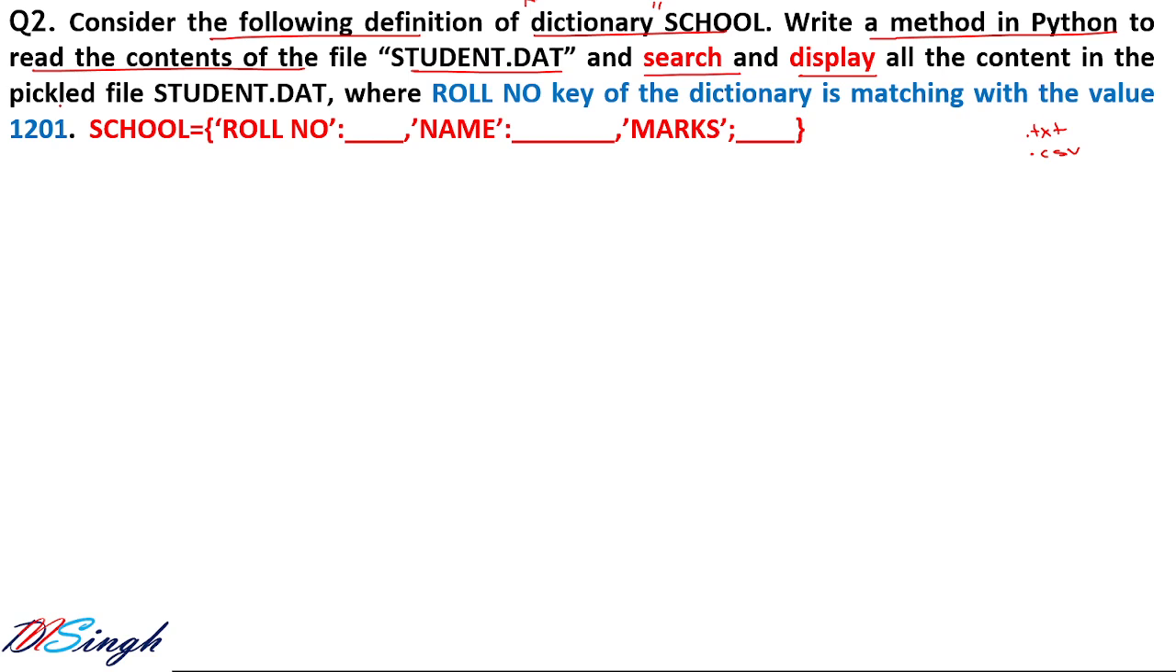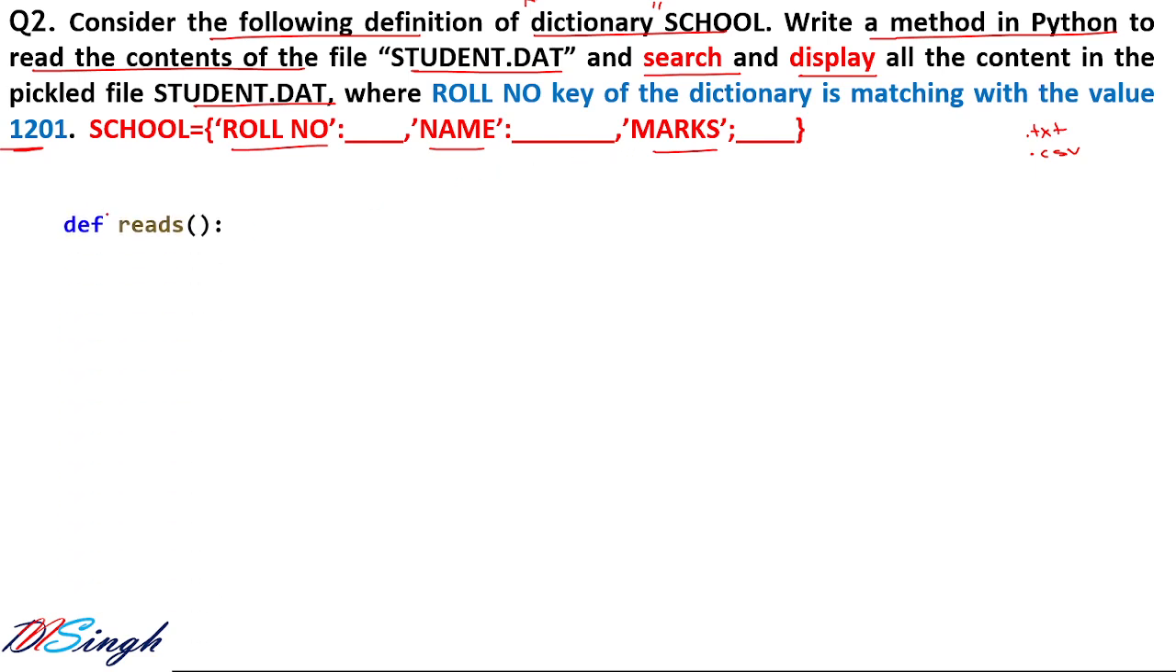Display all the content in the pickled file, that is student.dat, where roll number is a key of the dictionary matching the value 101. Which content are we going to display? Whose roll number is 1201, in the display function. Search function is fine. We need to search the content from the file. This is our school dictionary whose structure is given: first key is roll number, next is name, next is marks. Let us see the code.